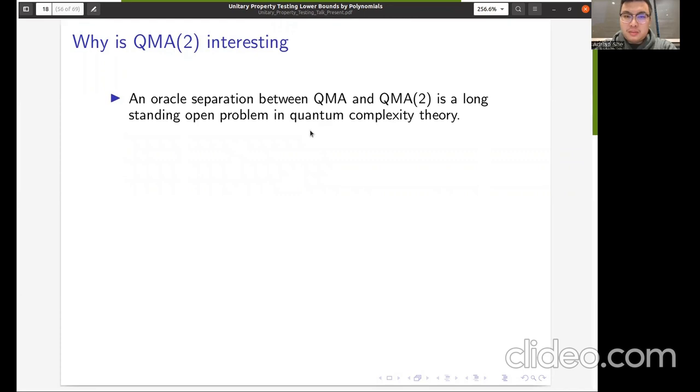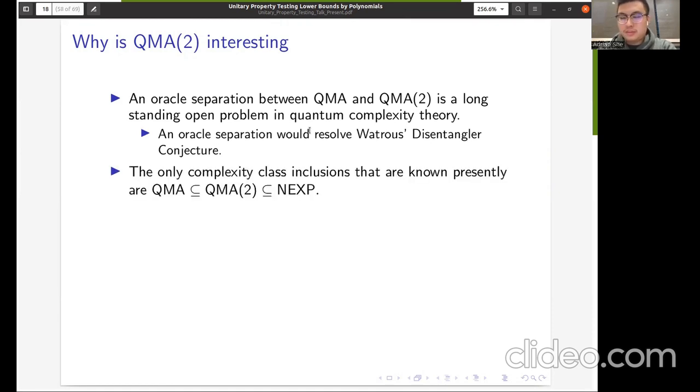However, an oracle separation between QMA and QMA2 has been a long-standing problem in quantum complexity theory. In particular, an oracle separation would resolve Watrous' disentangler conjecture. And furthermore, the only containment known presently is that QMA2 is contained in NEXP, and this appears to be a vast complexity gap.